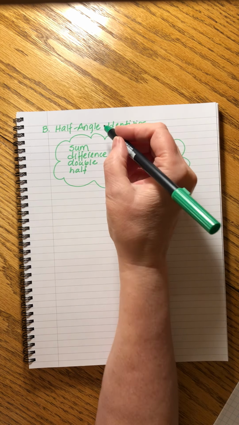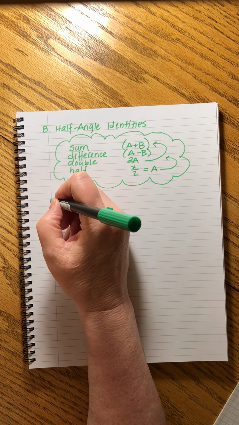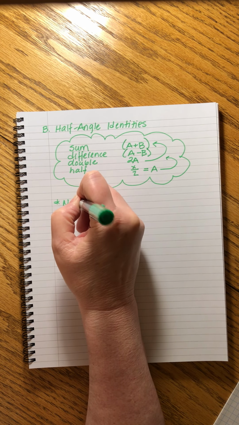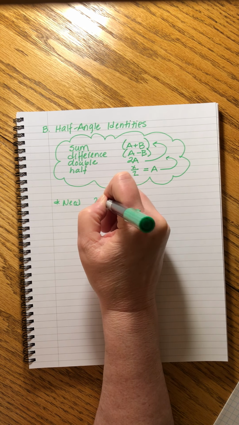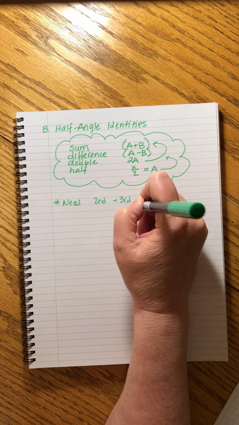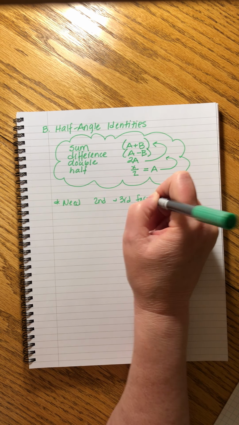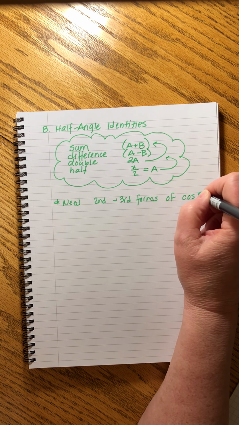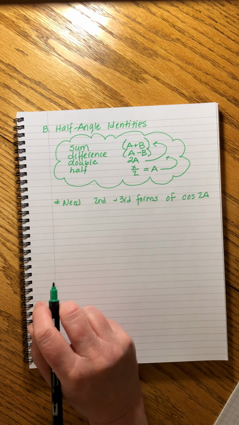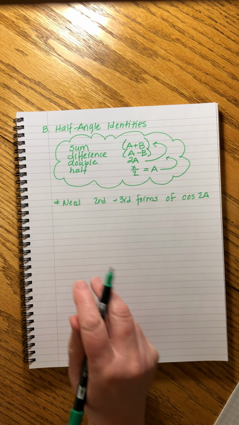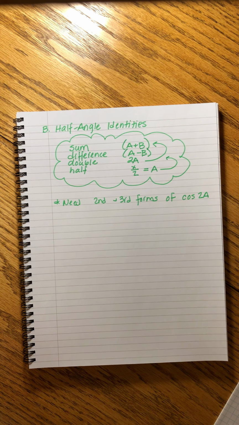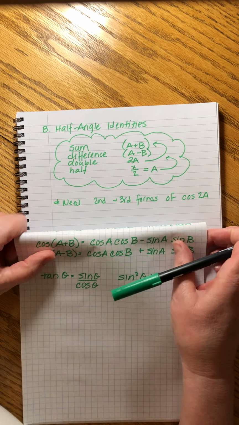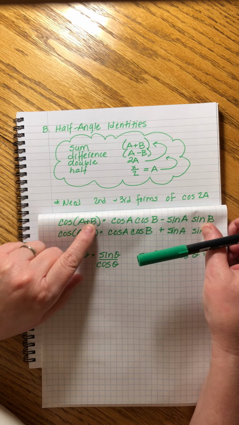All right, in order to do half angle identities, we need to start with the second and third forms of the cosine double angle identity. Okay, so what we're going to do is work through all three of them relatively quickly to make sure we can still get them.